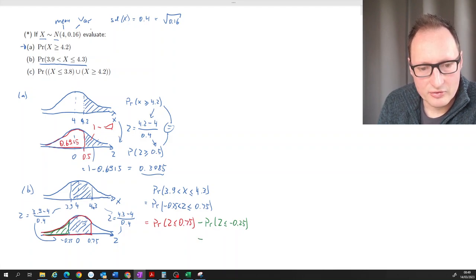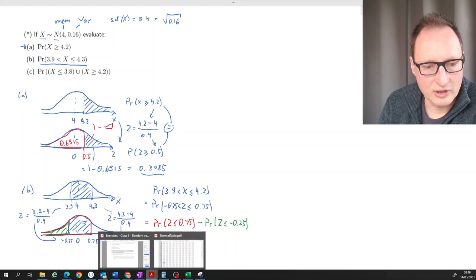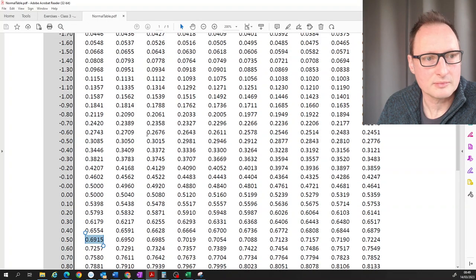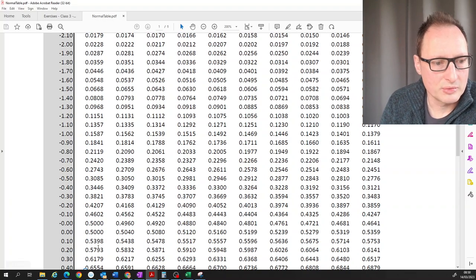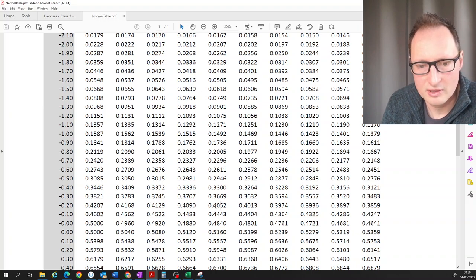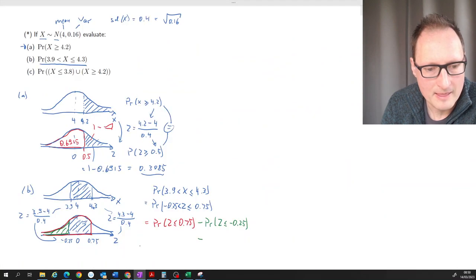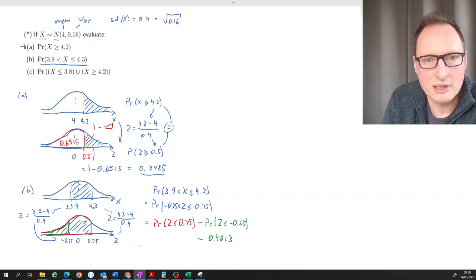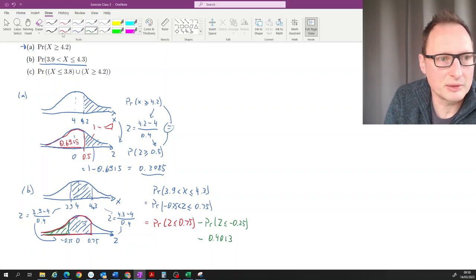The probability that z is smaller or equal to negative 0.25. So we are here, negative 0.2, and then we have 1, 2, 3, 4, 5. This one here, 0.4013. And now let's look for the red probability.